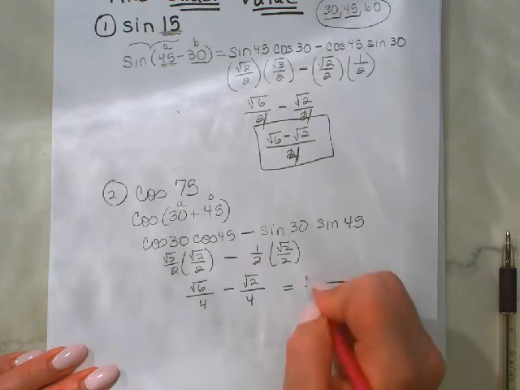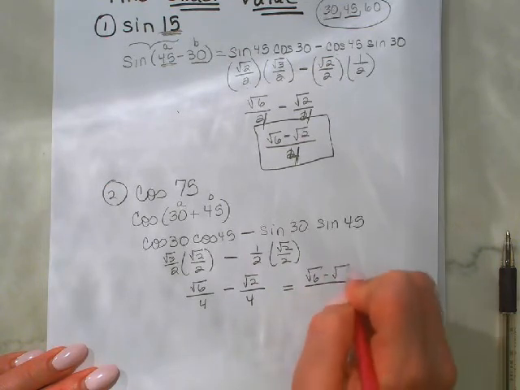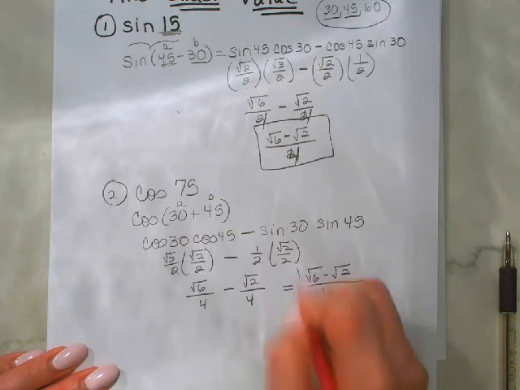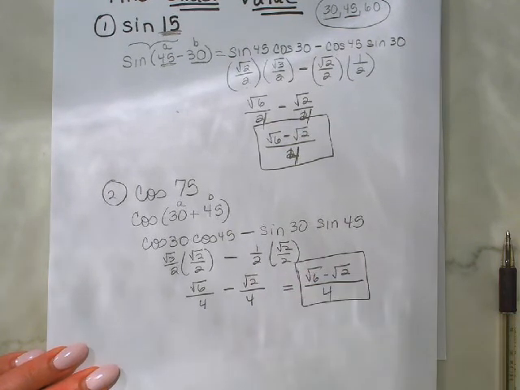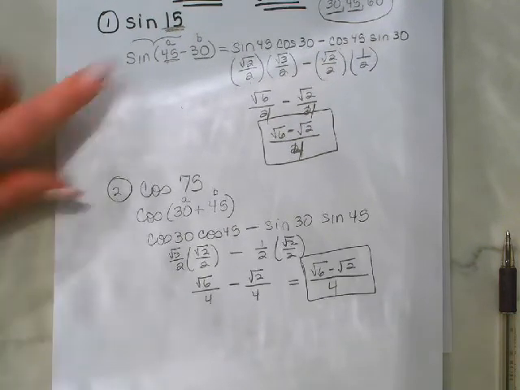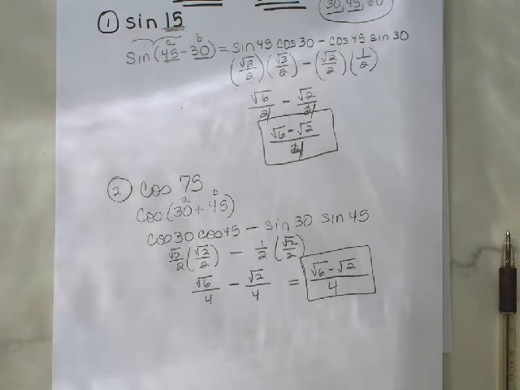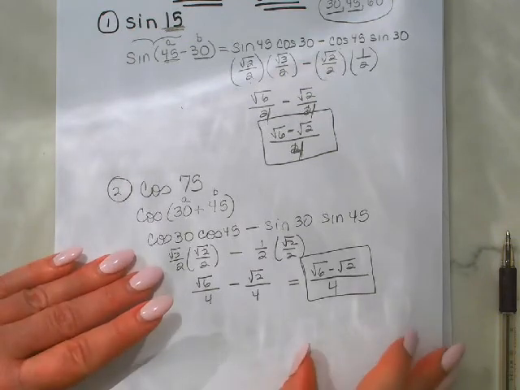Minus radical 2 over 4. And that's going to be, as a single fraction, radical 6 minus radical 2 over 4. And this is how you leave your answer, guys. Look at that. The sine of 15 is the same as the cosine of 75 because they're complementary angles.